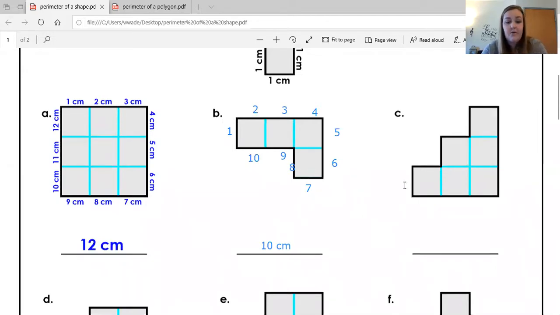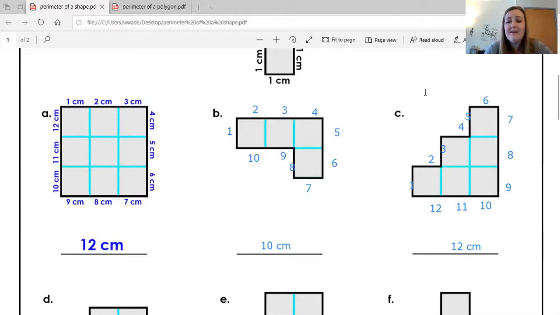Let's start right here. 1, 2, sorry, it takes a minute. 3, 4, 5, 6, come on to the side here, 7, 8, 9, oh, I'm getting the hang of this, 10, 11, 12. So there I would have 12 centimeters.